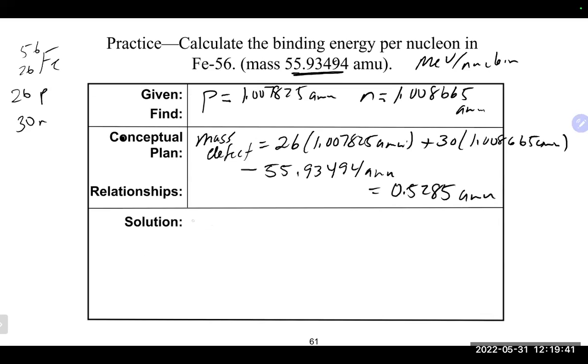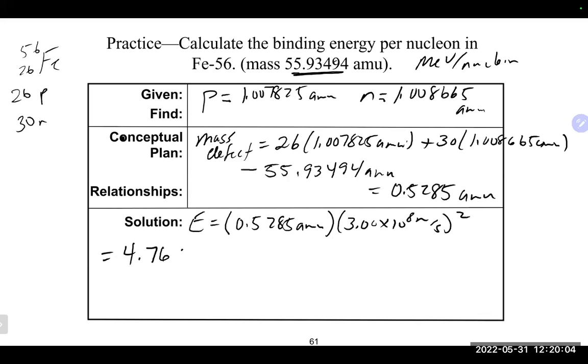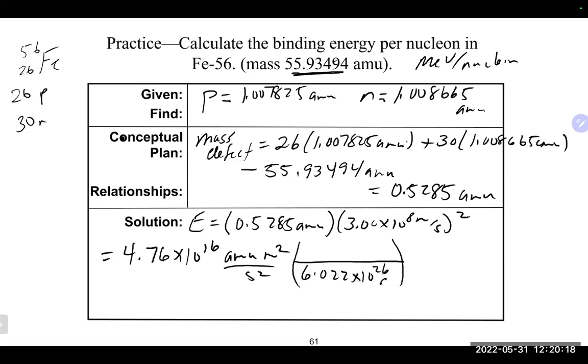Again, in this case, if you wanted to do the Einstein equation, you would take that and times it by 3 times 10 to the 8 meters per second squared. That gets you 4.76 times 10 to the 16 AMU meters squared per second squared, converting it into joules here, dividing by basically Avogadro's number.